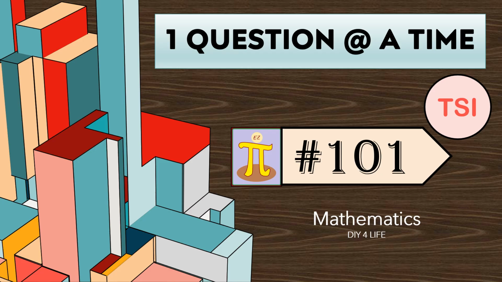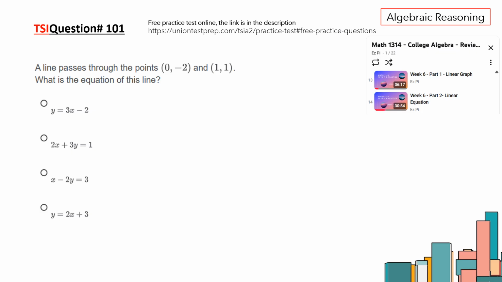Question number 101. A line passes through the points (0, -2) and (1, 1). What is the equation of this line?